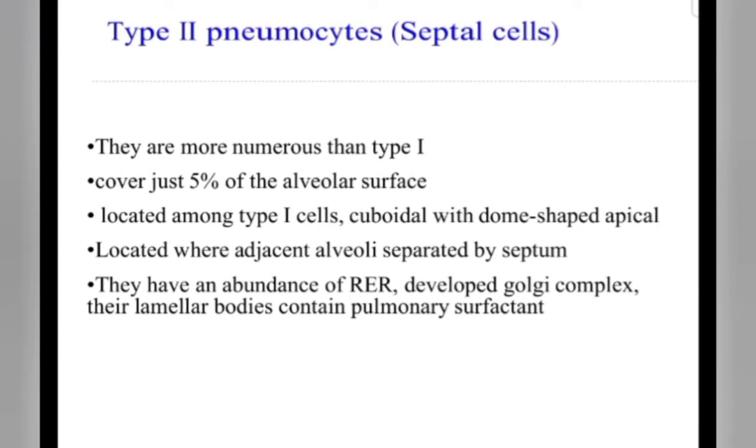What are the type 2 pneumocytes, which are also known as the septal cells? They are more numerous than type 1. They cover just 5% of the alveolar surface. Located among the type 1 cells, cuboidal and with a dome-shaped apical surface. Located where adjacent alveoli are separated by a septum. They have an abundance of rough endoplasmic reticulum and a developed Golgi complex. Their lamellar bodies contain the pulmonary surfactant.